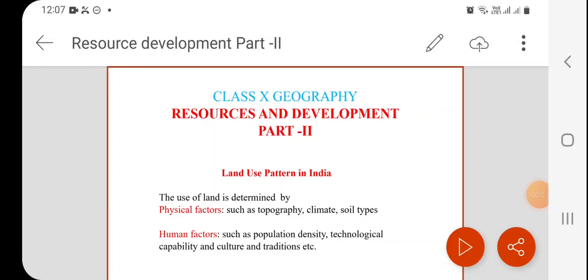Yes, good morning, children. Already we discussed part 1. Now part 2 will continue the same chapter, Resources and Development. Part 2, land use pattern in India.